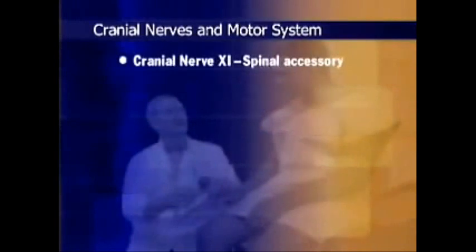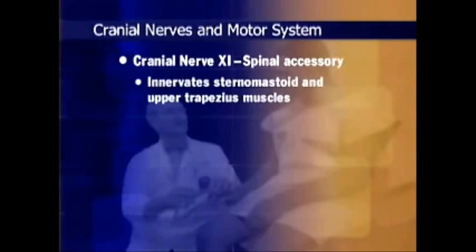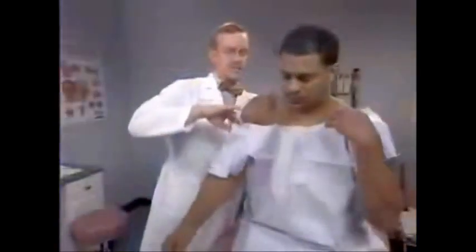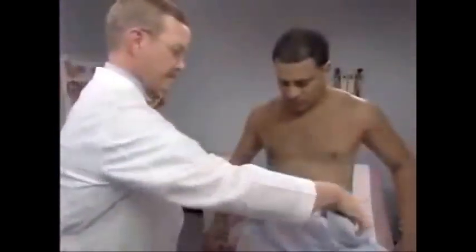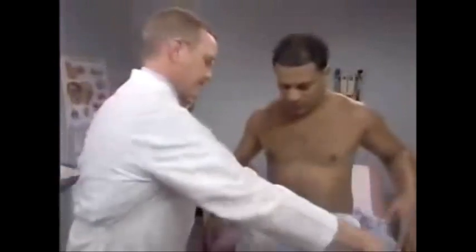Cranial nerve 11, the spinal accessory nerve, innervates the sternomastoid and upper trapezius muscles. For this assessment, open the patient's gown in the back to reveal the upper trapezius muscles. Ask the patient to shrug his shoulders upward against your hands. Turn your head straight ahead and shrug your shoulders up, please.